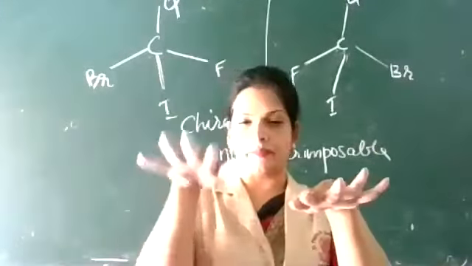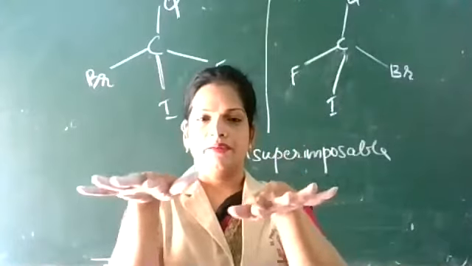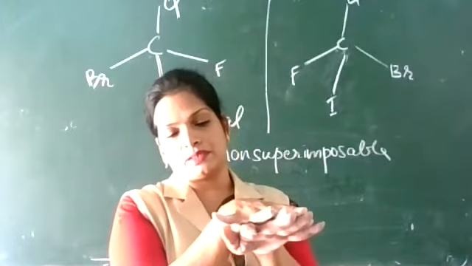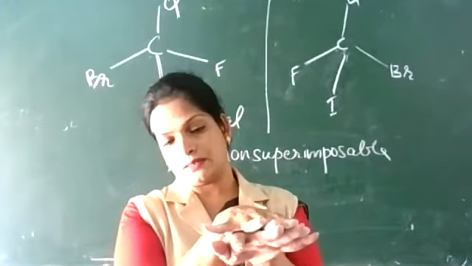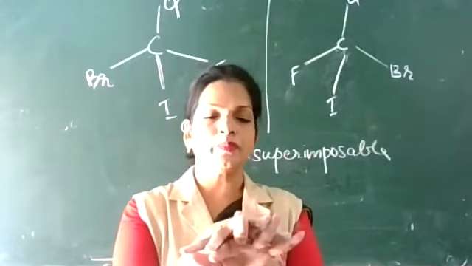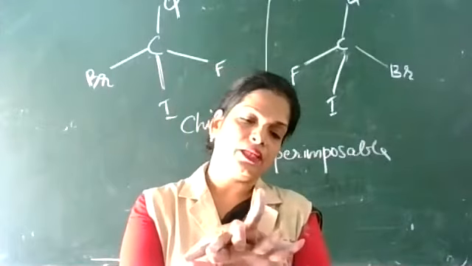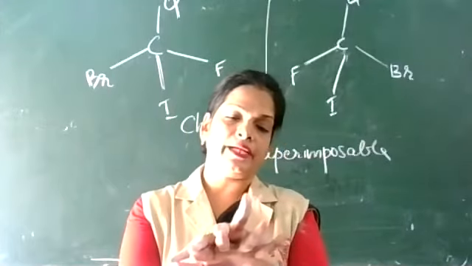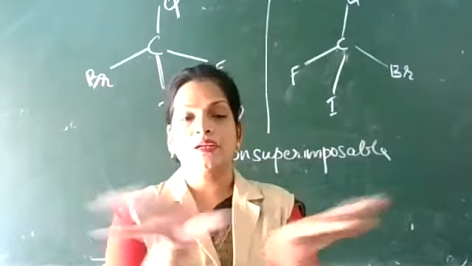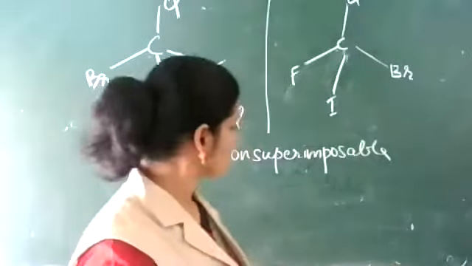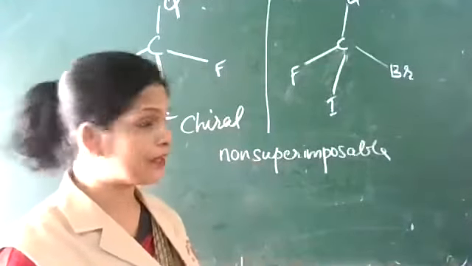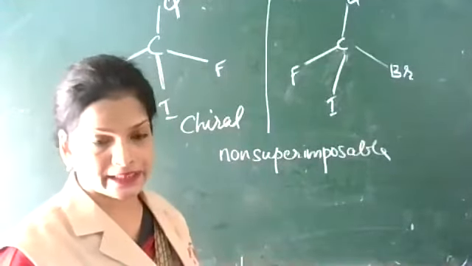Okay, my left hand is the mirror image of my right hand. When I keep one on the other, they are not superimposable. The thumb and small finger, then the ring finger and pointing finger; only the middle finger is matching. Here again ring finger and pointing finger, here thumb and small finger. So they are non-superimposable. They have a special physical property that is called optical activity.